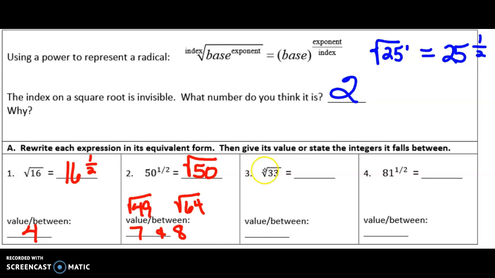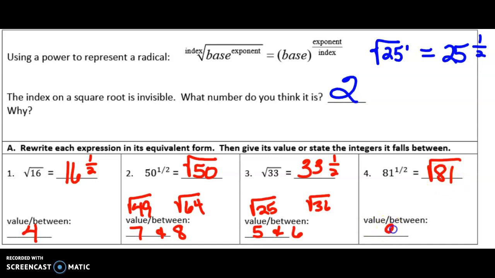Same thing here. The square root of 33 is 33 to the 1/2. And I know the square root of 33 is between the perfect square roots of 25 and 36. So this is going to be between 5 and 6. And again, this is going to be a little bit closer to 6 because 33 is closer to 36. Finally, this last one, 81 to the 1/2 power, is the same thing as the square root of 81. And we do know a number times itself that is 81, and that number is 9.